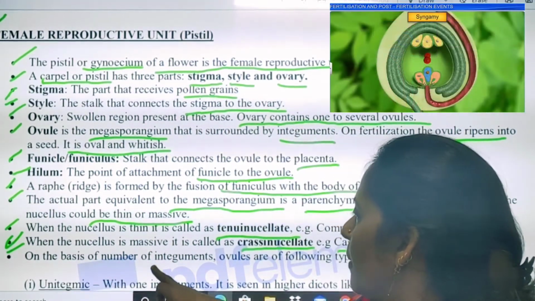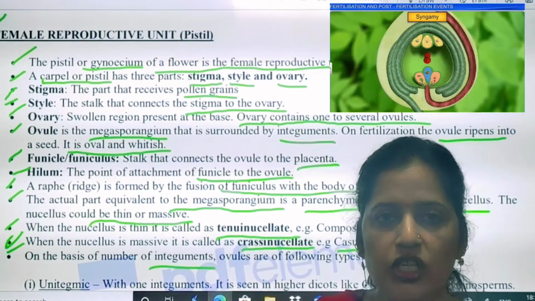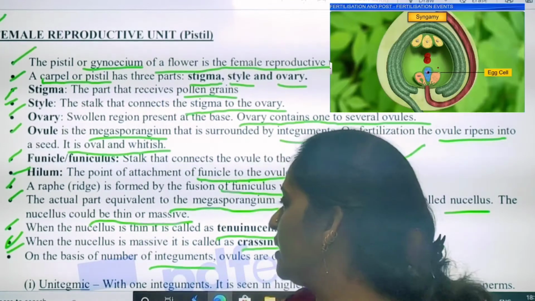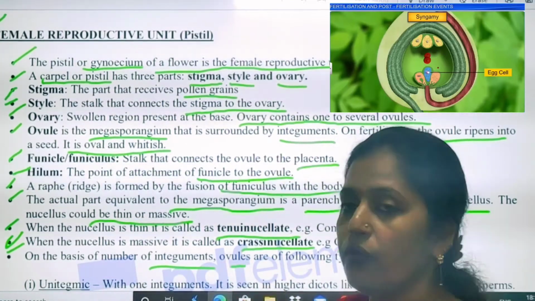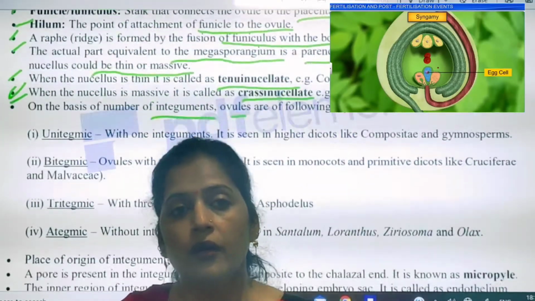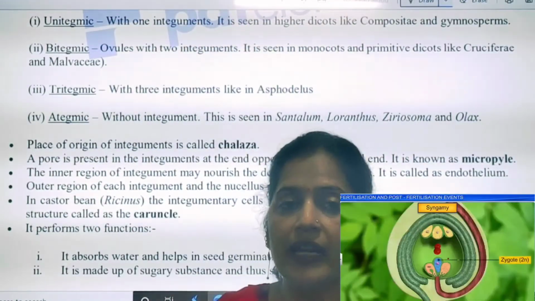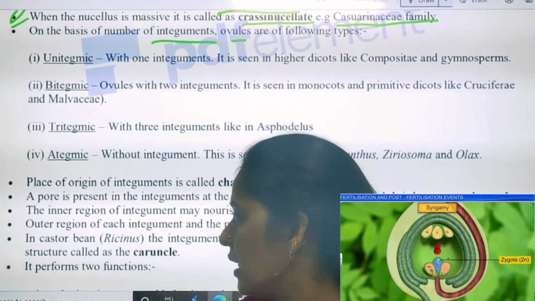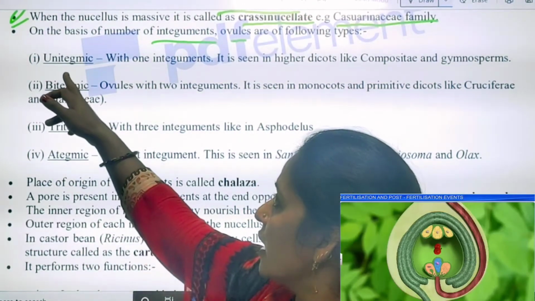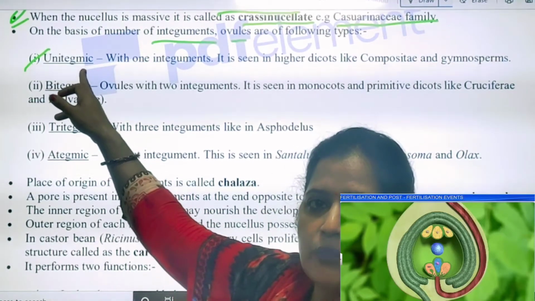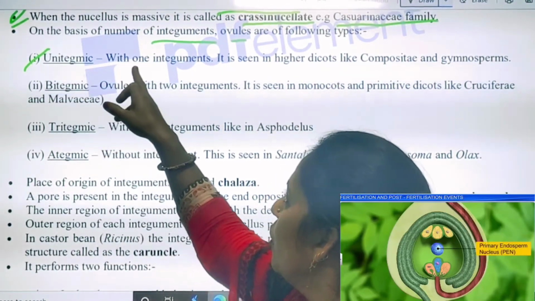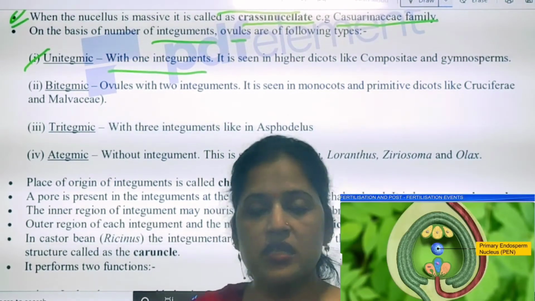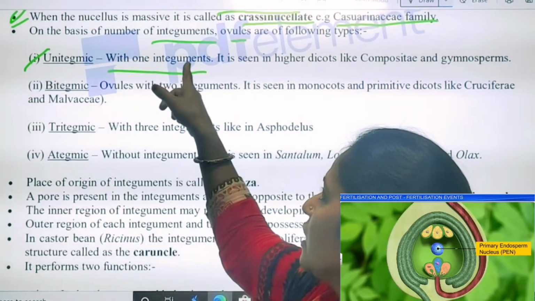On the basis of number of integuments, अगर हम इंटेग्यूमेंट्स के बेसिस पर देखें या on the basis of the number of integuments, ovules are of the following types. अगर हम इंटेग्यूमेंट्स के बेसिस पर देखते हैं, at that time we can divide the ovules into the different major categories. First is the unitegmic. The first type of the ovule is the unitegmic. Within one integument, unitegmic, name understood करवा रहा है. Uni means single. That means at that time one integument is present.